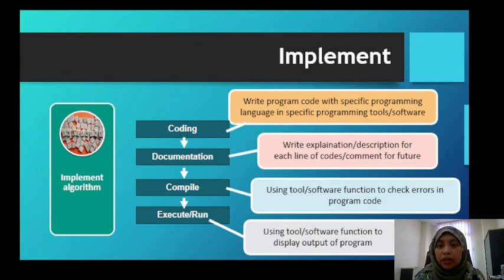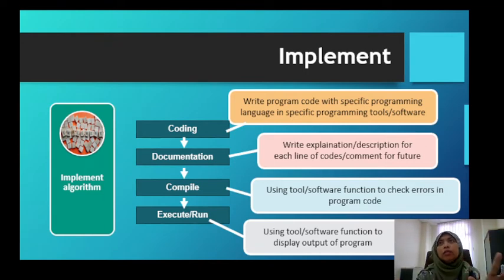And then secondly is documentation. Write an explanation or description for each line of code, or comments for the future. Actually this is very important for your program to be understandable by another programmer. This is what we call comments. Actually it is not necessary for each line; maybe for each function you need to put a comment.